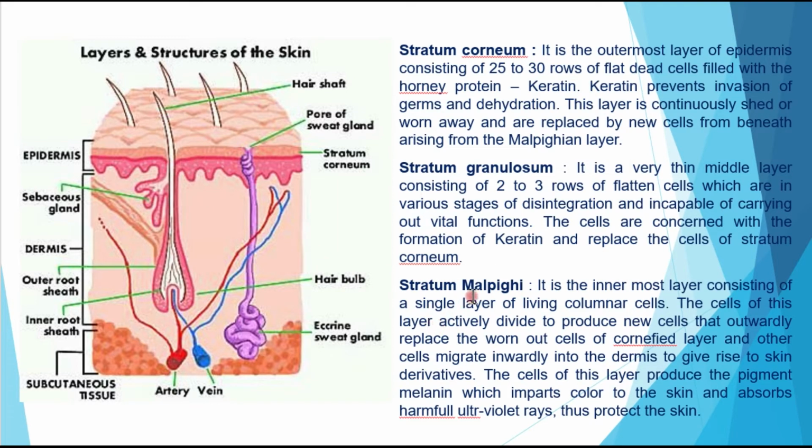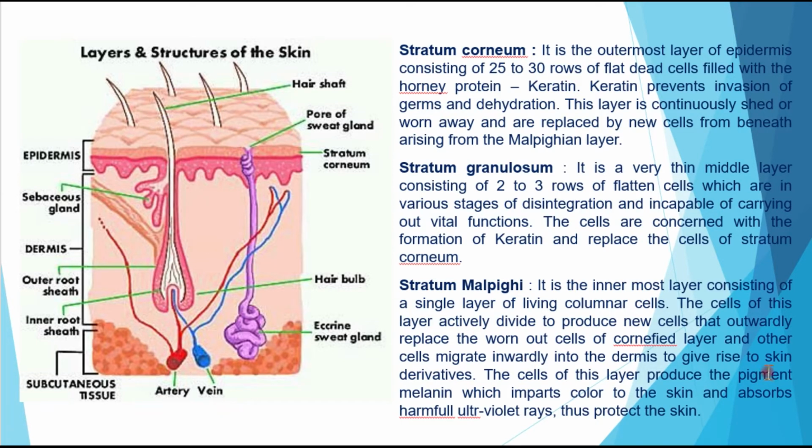The innermost layer is stratum malpighi. This is the innermost layer, which consists of a single layer of living columnar cells. The cells of this layer actively divide to produce new cells that cut cells in two directions. Outwardly, they move upwards and replace the cells of the cornified layers, stratum granulosum and then stratum corneum. But the inner cells migrate inwardly into the dermis and later give rise to the skin derivatives, which I told you earlier.